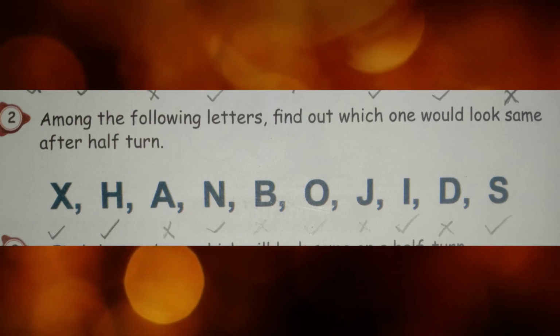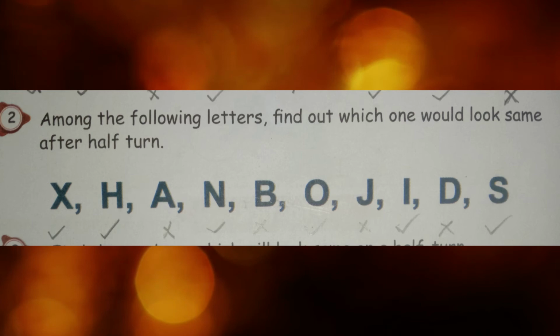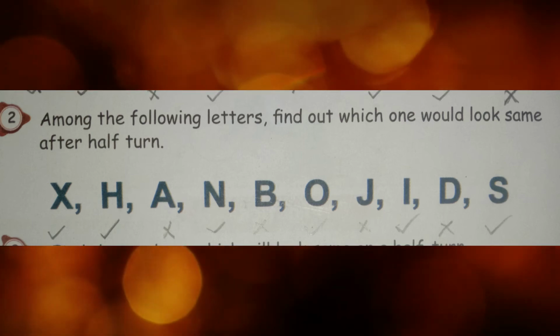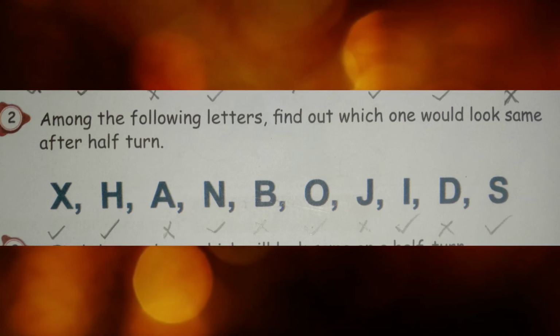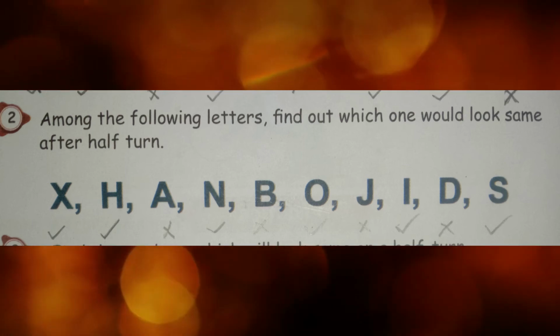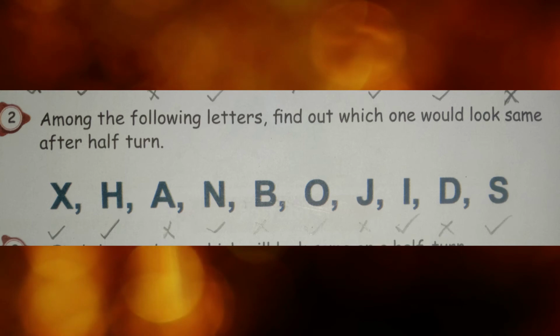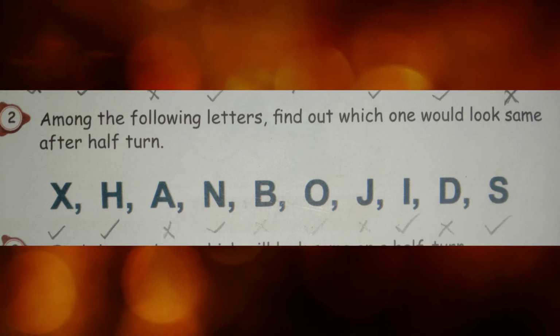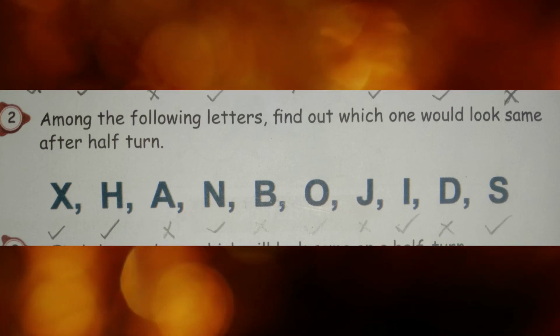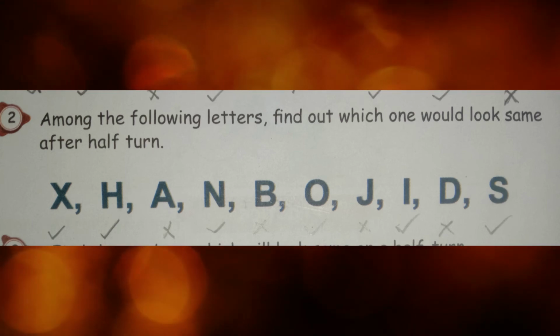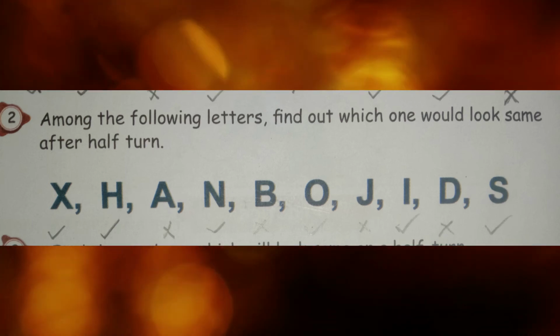The next letter is O. Let us move this O to its half turn. What will we be getting? We will be getting the same letter O. So it is right. The next letter is J. If we are moving this J to a half turn, we won't get the same letter J. So it is wrong.